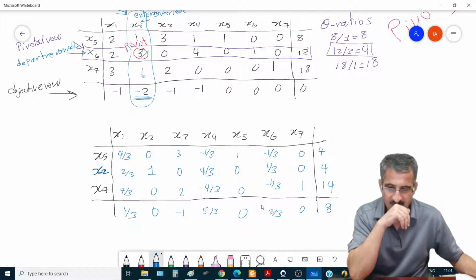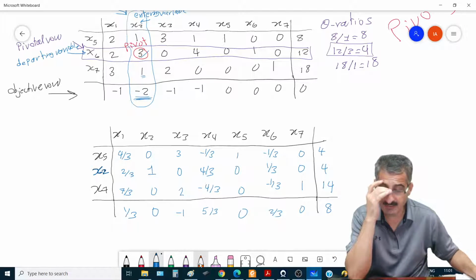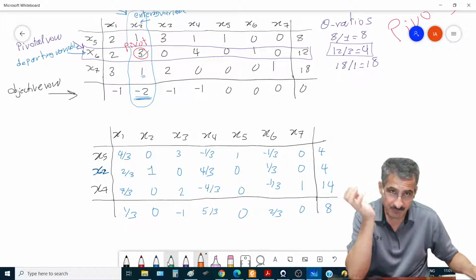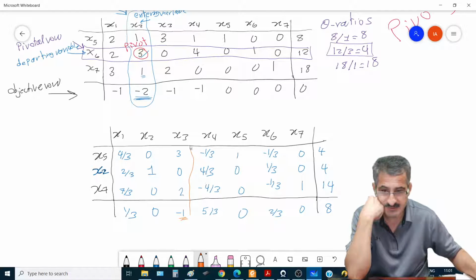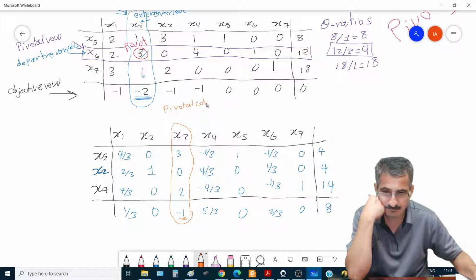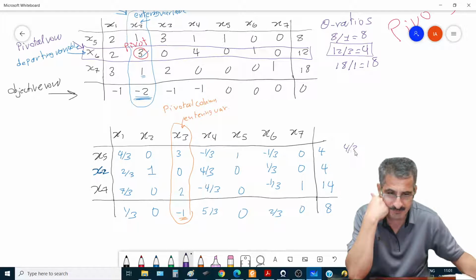Okay, let's look at the objective row, the new objective row. We have a negative value in here. It is the smallest one. So this is our pivotal column. And this is the entering variable. Okay. And now divide 4 by 3, we get 4 over 3. And here divide 1 by 2, we get 1/2.